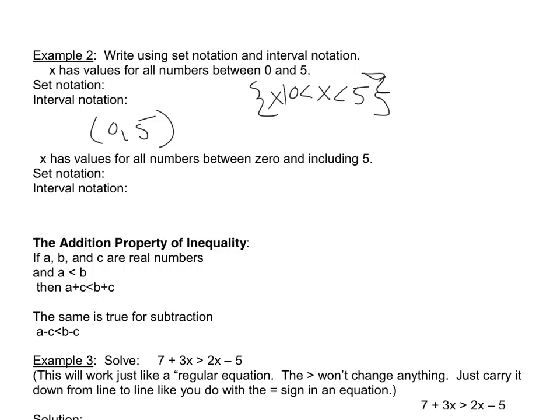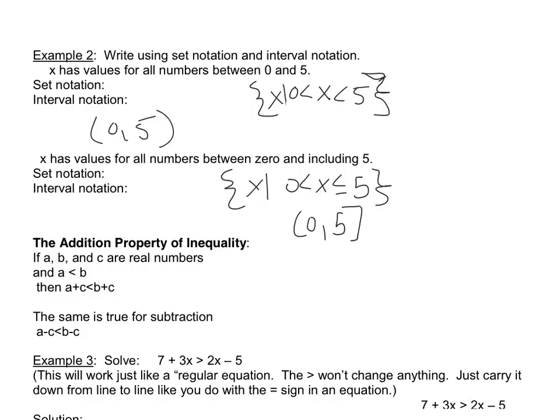Okay? Now one more. It says x has values for all numbers between 0 and 5, including 5. So set notation would be x bar and then 0 less than x less than or equal to 5. And interval notation, 0, 5.